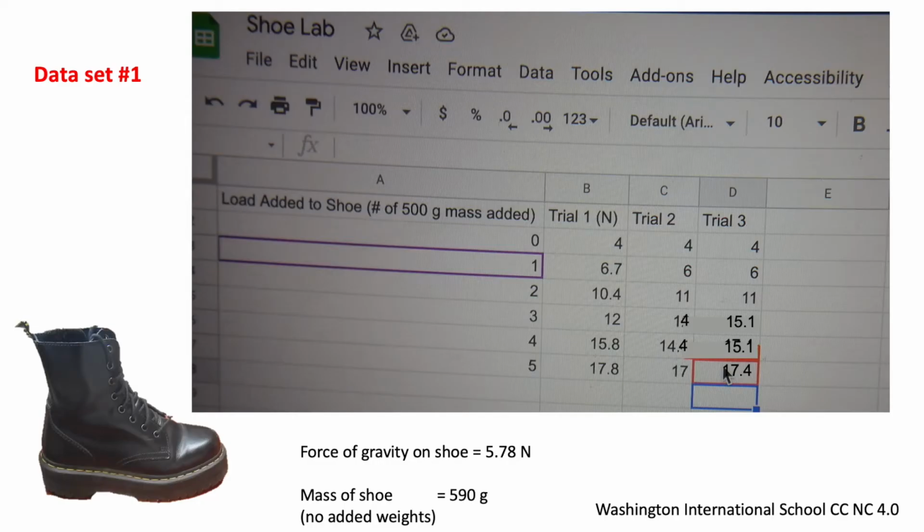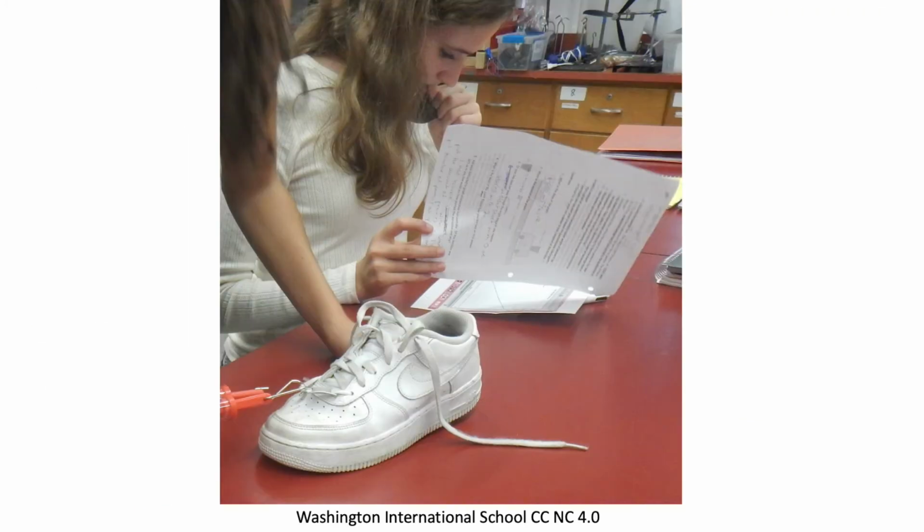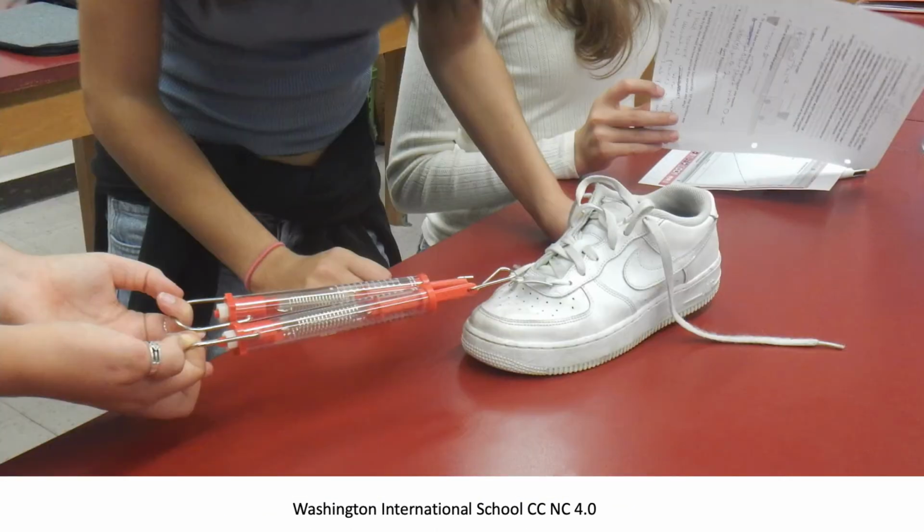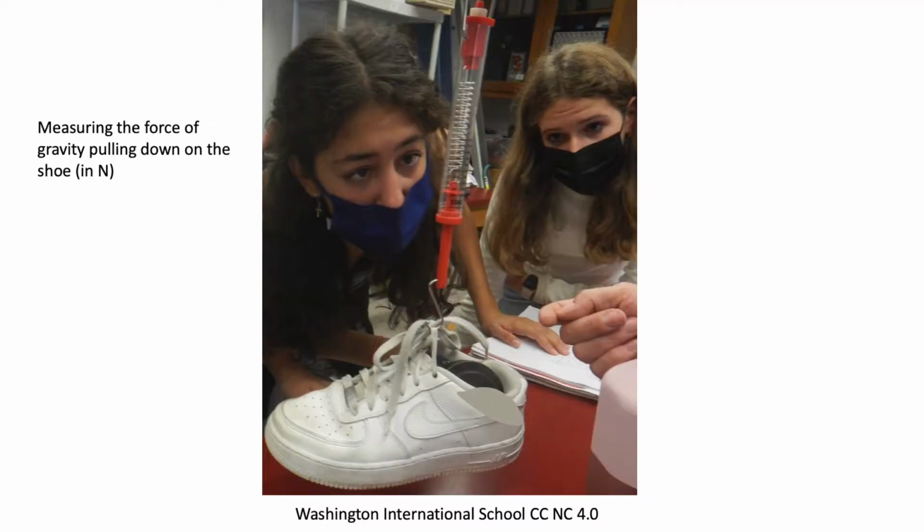So here's data set 1, and below it shows the force of gravity, gravity acting on the shoe, the weight of the shoe, and then the items that are obtained for different trials. Different shoe here. There's getting the force of friction. There's getting the actual weight of the shoe.